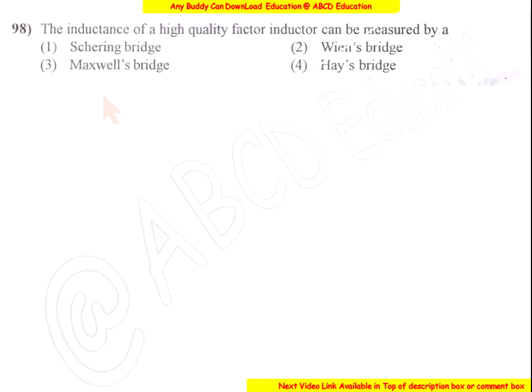Now come to question 198. The inductance of a high quality inductor can be measured with the help of the Hay bridge. For a middle quality factor inductor, we use the Maxwell bridge, and the low quality factor inductor is measured with the help of the Anderson bridge. So for the high quality factor inductor, we use the Hay bridge.